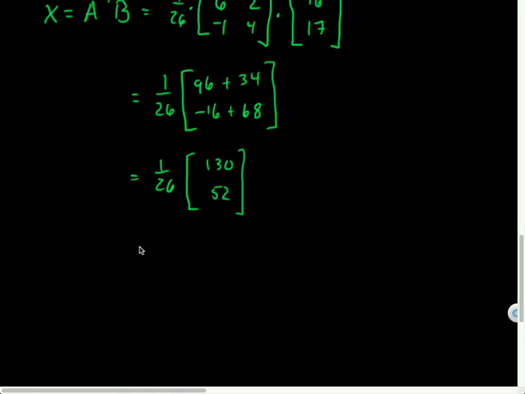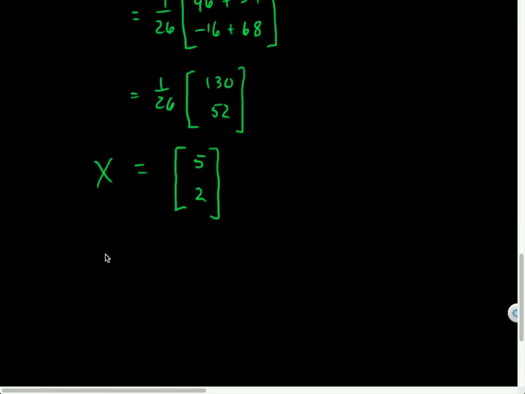130 and 52. So, what happens when I multiply this by 1/26 or divide each element by 26? I think 130 divided by 26 is 5, and 52 divided by 26 is 2. So that's matrix X, which tells me what? What was matrix X originally? What did I label that as? Yeah, put your variables. So little x is equal to 5, and little y is equal to 2. And there's our answer.